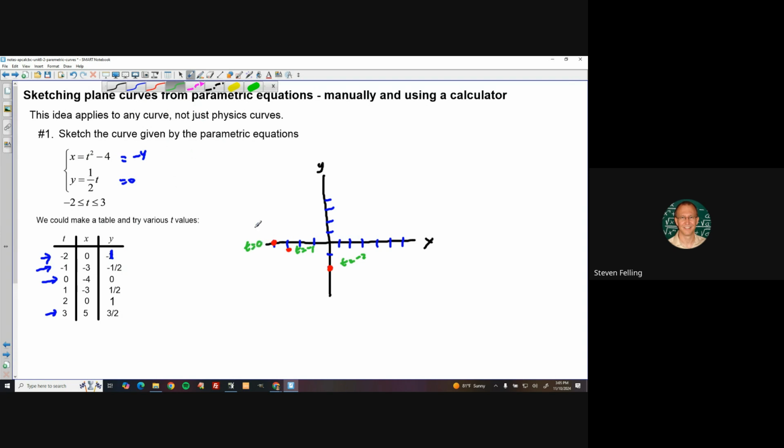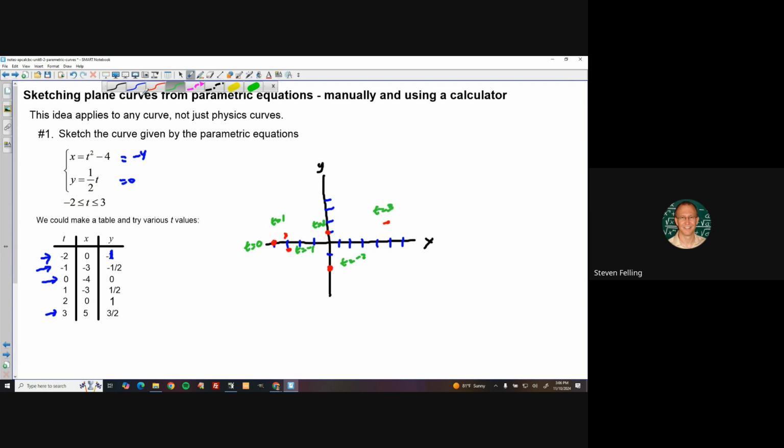And then at 1, you'd get the location -3, 1/2. So -3, 1/2 would be here, and that's when t equals 1. And then when you plug 2 into the equation, you get 0, 1. So that's here when t equals 2. And then if you plug in 3, you get 5 for x, and 3 halves, which is 1.5 for y, when t equals 3.